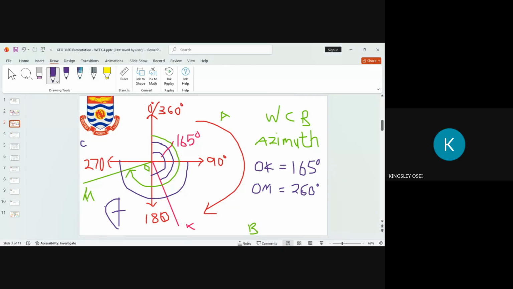Hello, sir. Yes. Please, sir, can you increase your cursor so that we can see well? Because the cursor is too small. Sometimes when you are talking, we don't see where the cursor is.